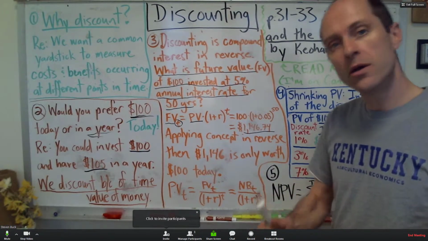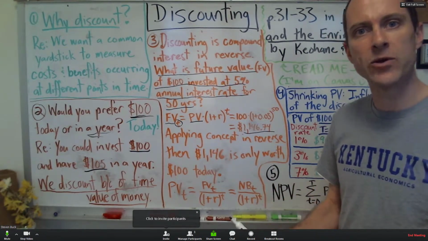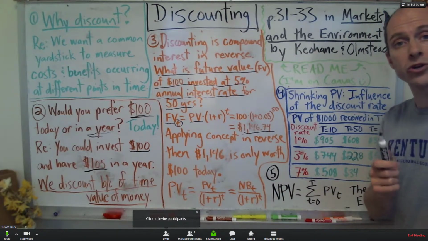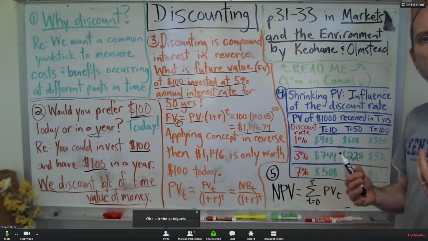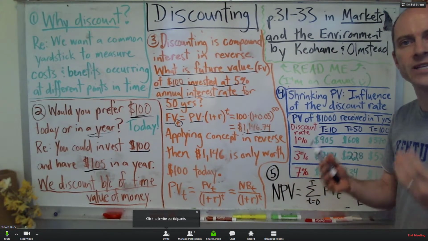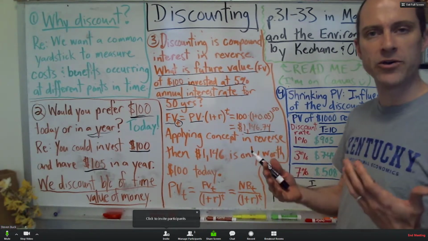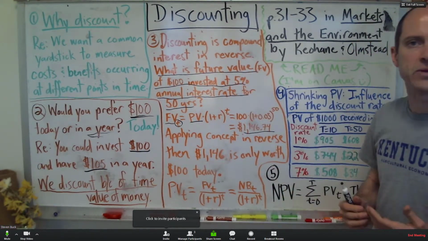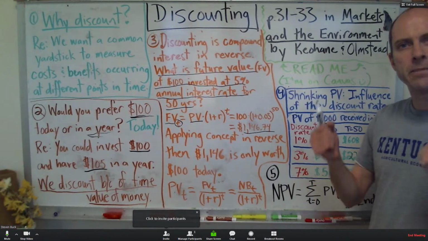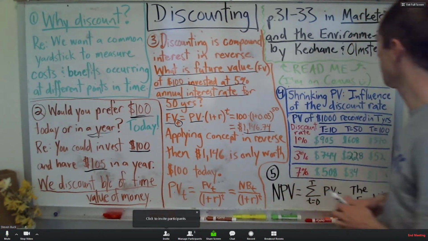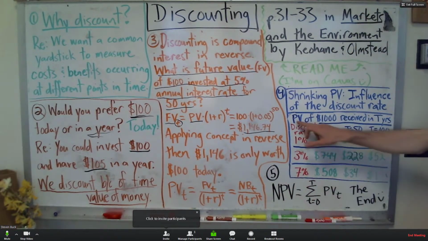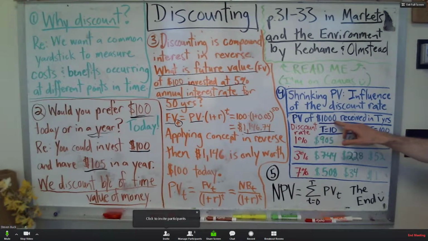Hopefully by now you're getting the sense of how discounting works. What I want you to notice next is how the discount rate is going to influence the present value of some amount of money received in the future. To make our example concrete, let's think about the present value of $1,000 received in T years.